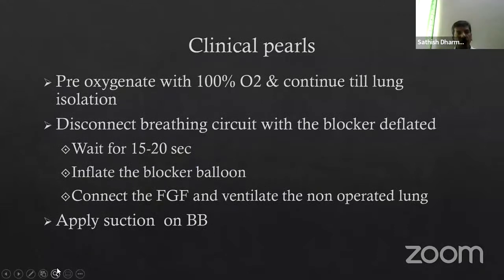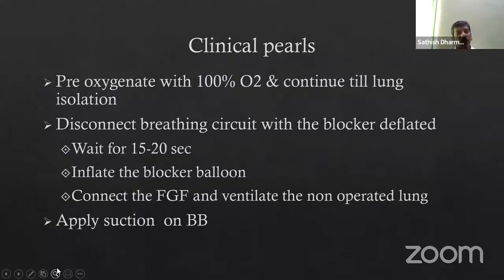But to efficiently use the bronchial blocker to collapse the lung early, there is a technique. What we have to do is pre-oxygenate the patient till you intubate and isolate. And then once the blocker is placed, don't inflate the bronchial cuff. Before inflating the bronchial cuff, disconnect the breathing circuit. Wait for 15 to 20 seconds.